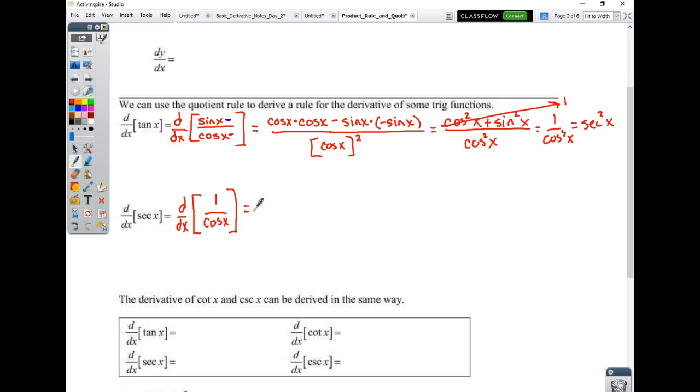Quotient rule says the low times the derivative of the high. So the low is cosine, and the derivative of 1 is 0, minus the high, 1 times the derivative of cosine, which is negative sine of x, all over the cosine squared of x. Well, cosine of x times 0, I like that one. And a negative times a negative is a positive sine of x over cosine squared of x. Does anybody remember what the derivative of secant is?